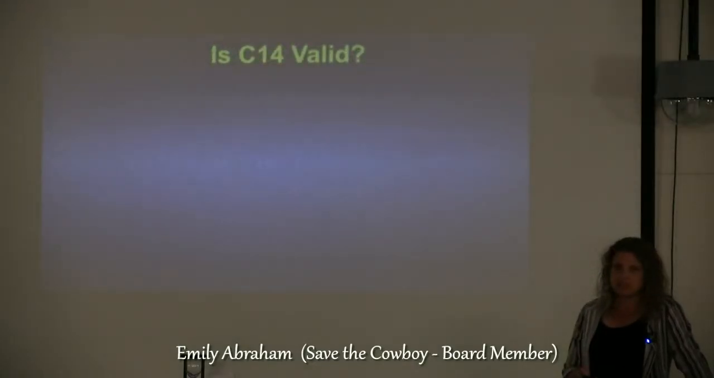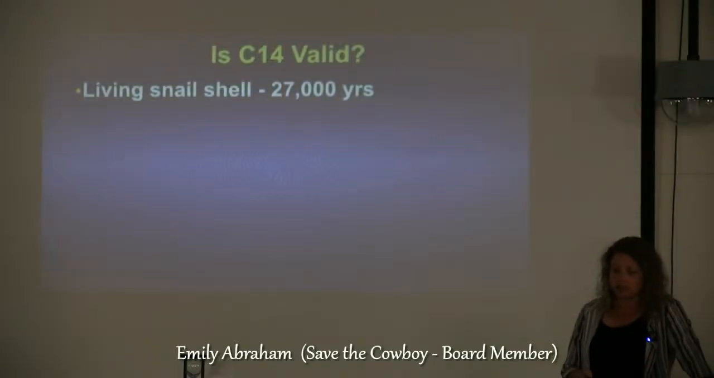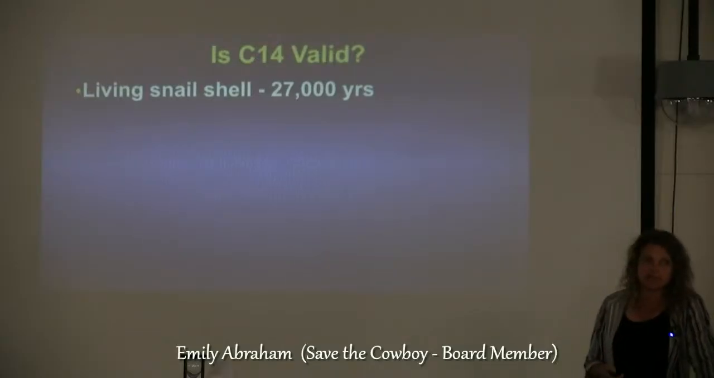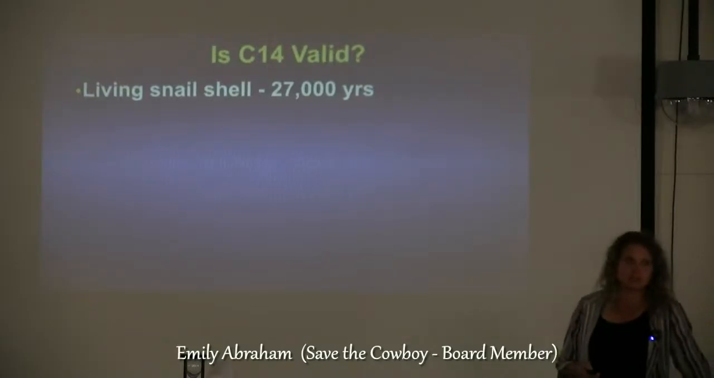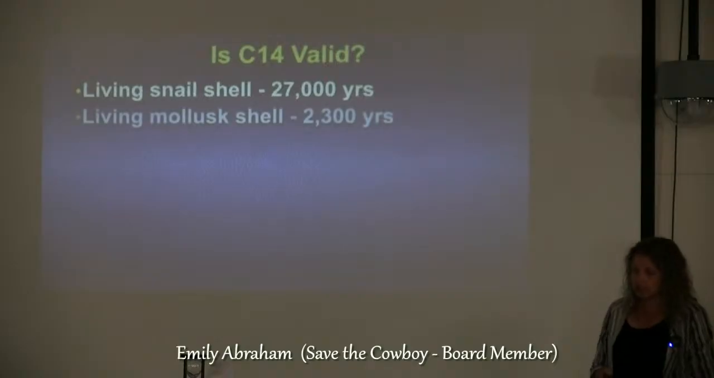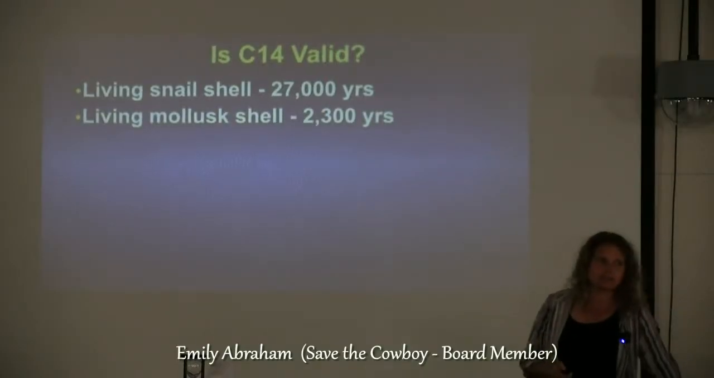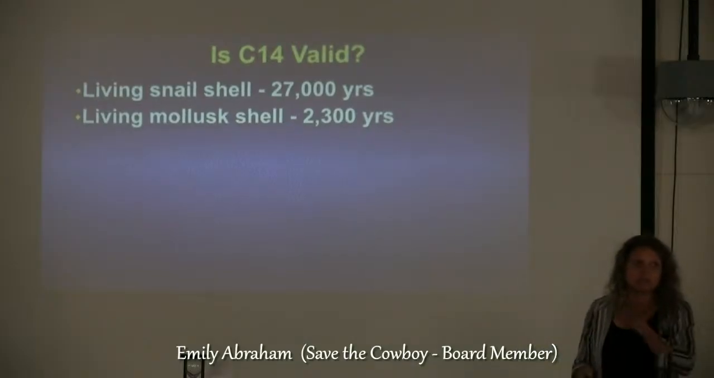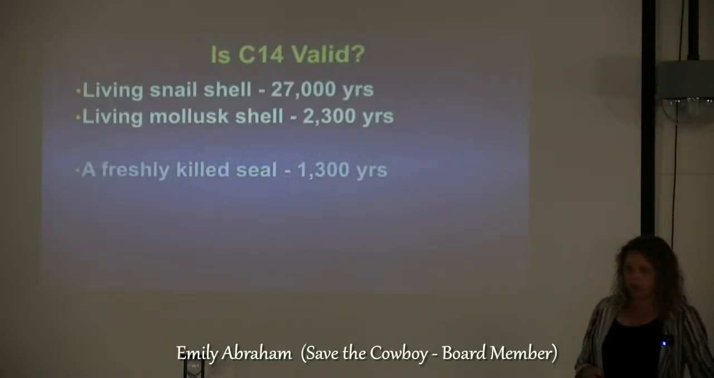Okay, so let's just see if it's a valid method. Let's just test the method, kind of like the Darwinian theory versus the fossil record, what we find. Okay, so they tested a living snail shell. He's alive today. He's 27,000 years old. Let's test a living mollusk shell, because that's what they find in the fossil record, tons and tons of sea creatures, right? He's 2,300 years old. Okay, let's kill a seal and test it. It's 1,300 years old, carbon-14 dating.